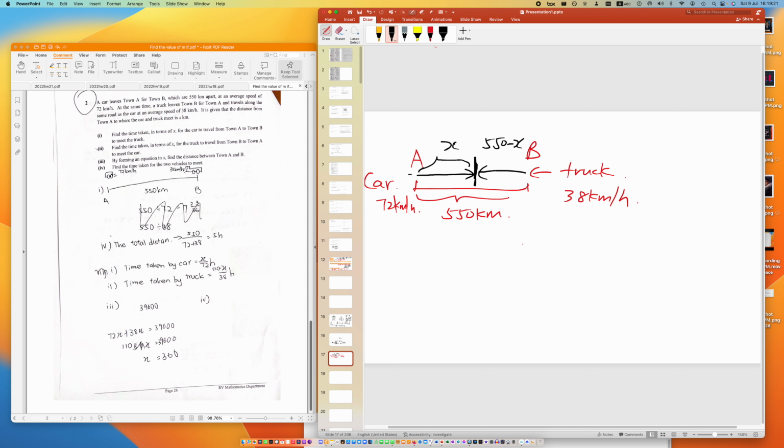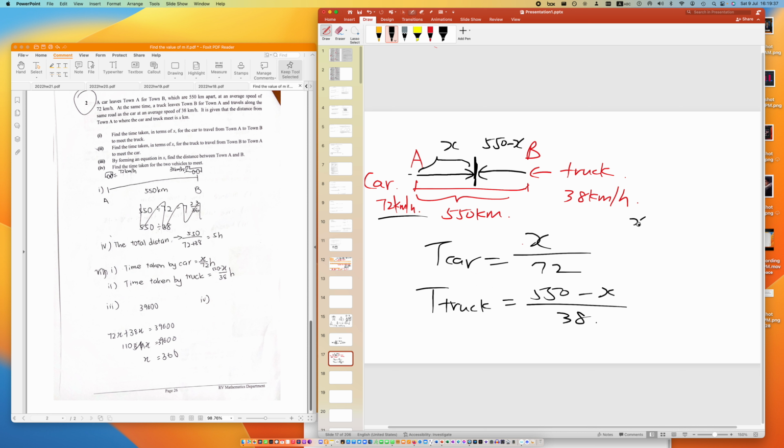So how do you find the time by the car? Time for the car is distance divided by speed. Then the time for the truck is given by the distance 550 minus x over 38. So these two are the same. So you just form an equation. Can you solve this by cross multiplying? Yeah, on another piece of paper. So the key concept here is the time traveled by both the car and the truck is the same.